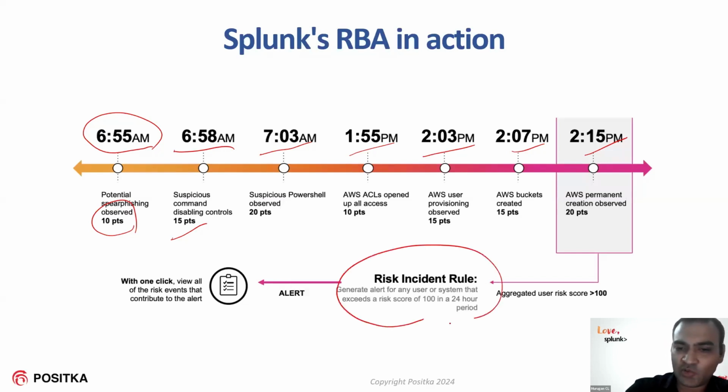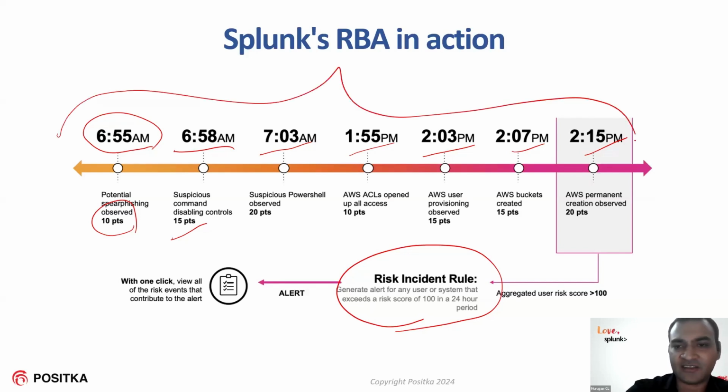Now, the risk incident rule is an out-of-box rule that is already available in Splunk. This rule will combine all of this. If these detections are related to a particular object, and when I say object, I mean a server or an identity, this rule will combine all of these detections by that object, and it will check whether its cumulative score is greater than 100. This threshold is adjustable. We can adjust it as per the environment's requirement. By default, the threshold is set to 100.